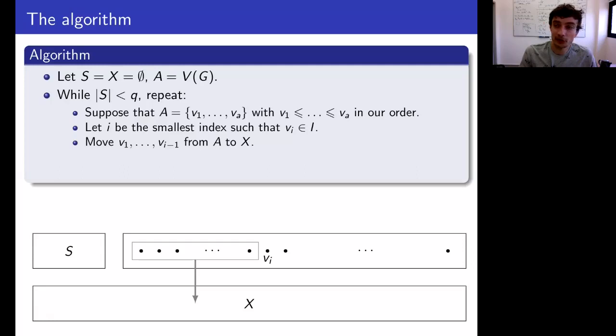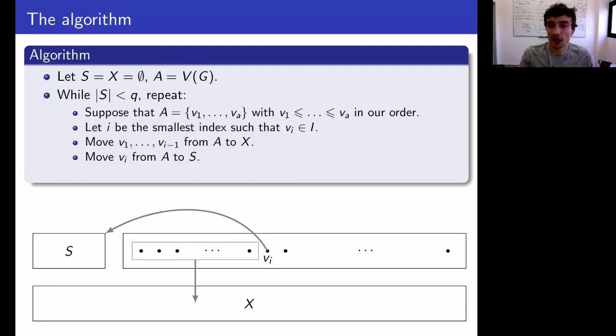Since the vertices V1 up to Vi minus 1 are not in the set I, because Vi was the earliest one which is in I, we move them from the available to the excluded ones. We move them from A to X. Furthermore, we move Vi, the selected vertex, from A to S.